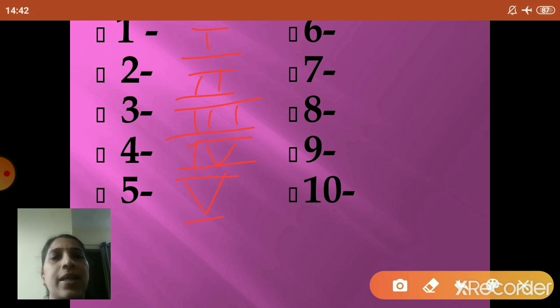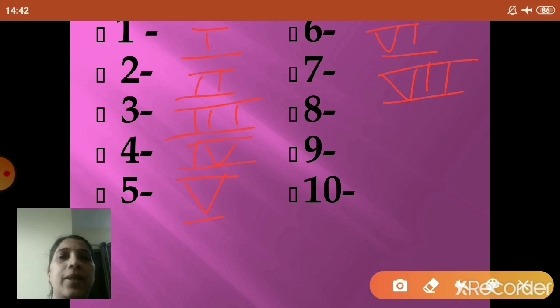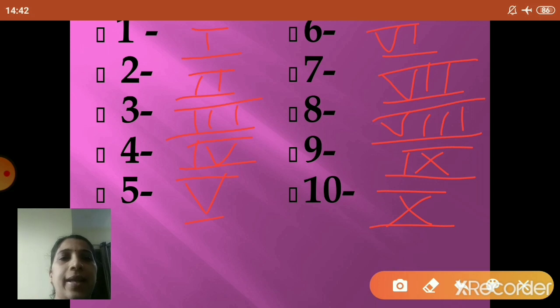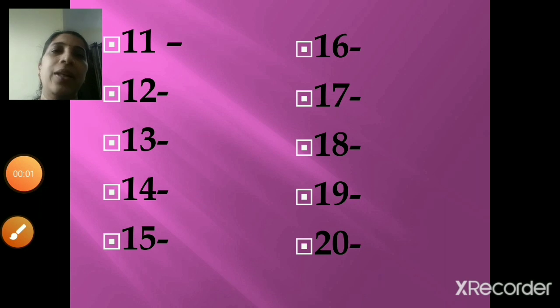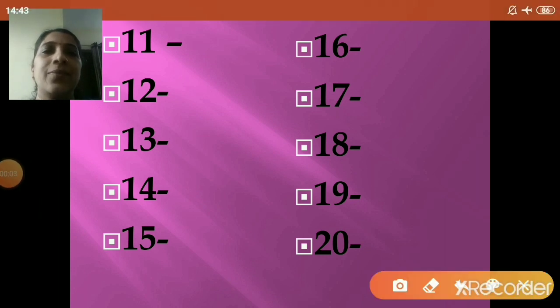Now for the number 6, it will be V and I. For the number 7, it will be V and 2 capital I. For the number 8, it will be V and 3 capital I. And for the number 9, it will be capital I and then X. And for the number 10, it will be the symbol X. So now let's go to the next number. For the number 11, how will you write? You will write it as X and capital I.